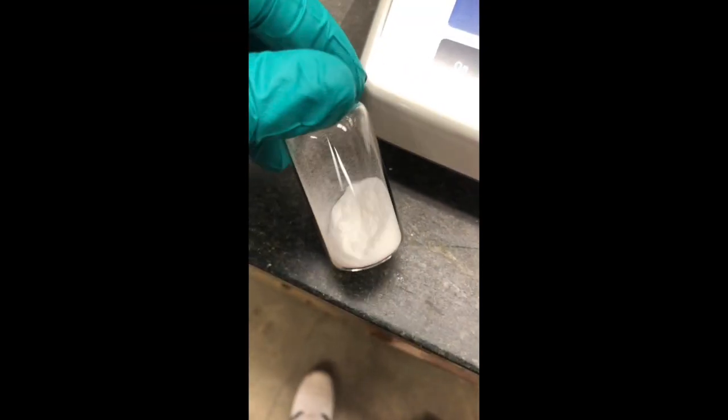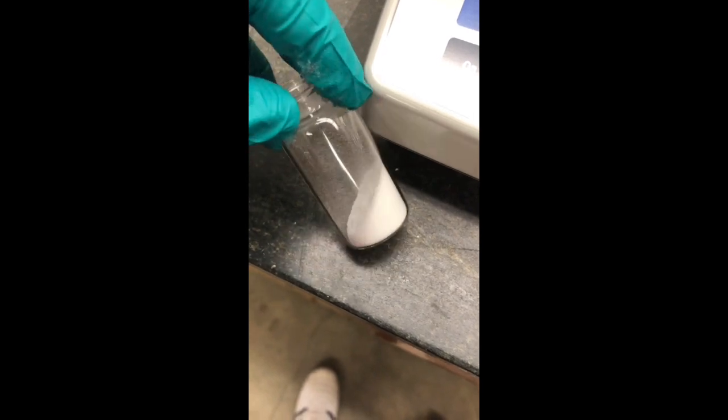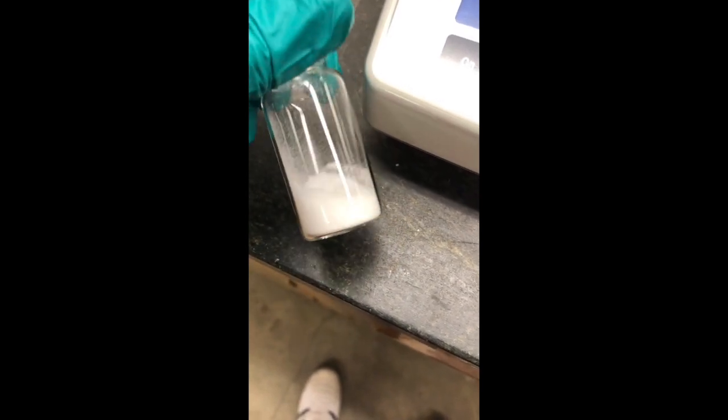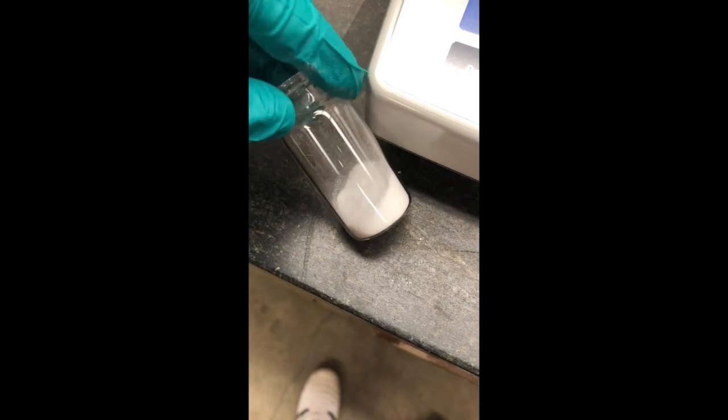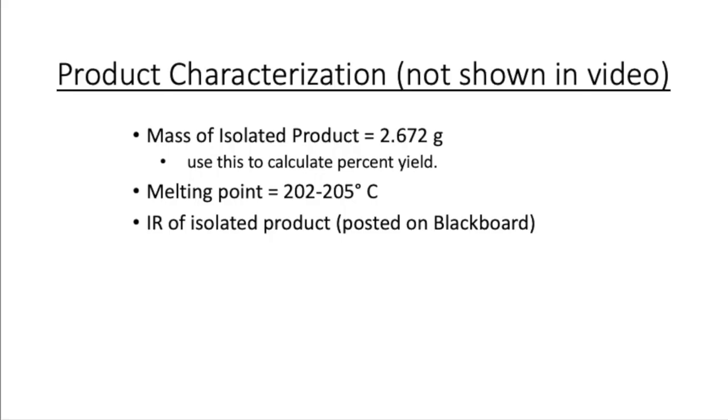And here's what the product looks like after it's been drying for a few days. You can see it's a white fine powder. So we transferred it to a tared vial, and here's the isolated product mass, as well as the melting point. And then the last thing you need in order to complete your final report is the IR, which is posted on Blackboard.